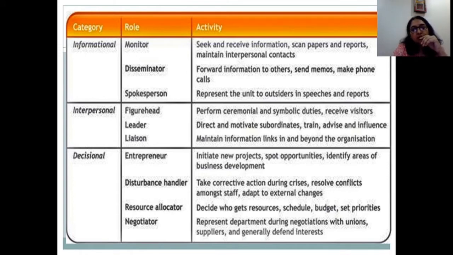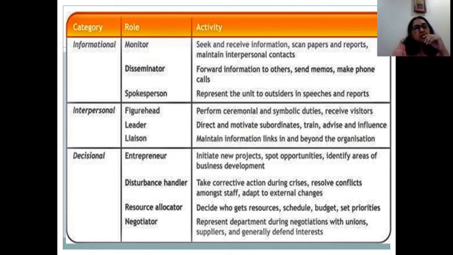Then, under the interpersonal role, the manager as a figurehead has to perform certain ceremonial duties that are symbolic in nature, like receiving visitors, attending different functions, giving out awards. Then, as a leader, the manager has to direct and motivate his subordinates, his people, train them, advise them, influence them. Then, in the liaison role, the manager has to maintain contacts not only within the organization but also with the outside world.